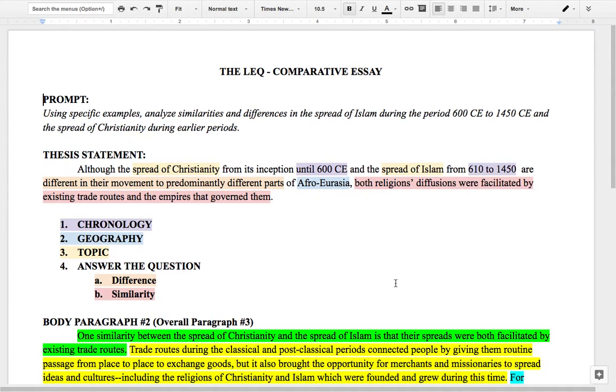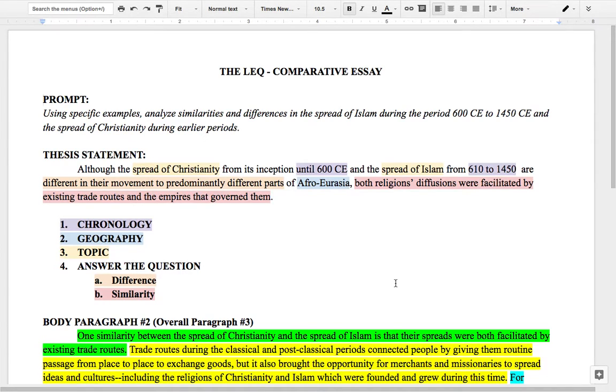Although the spread of Christianity from its inception until 600 CE and the spread of Islam from 610 to 1450 are different in their movement to predominantly different parts of Afro-Eurasia, both religions' diffusions were facilitated by existing trade routes and the empires that governed them. So let's take a look at this thesis statement. Just as a quick reminder, there are really four to five things the thesis statement must have.